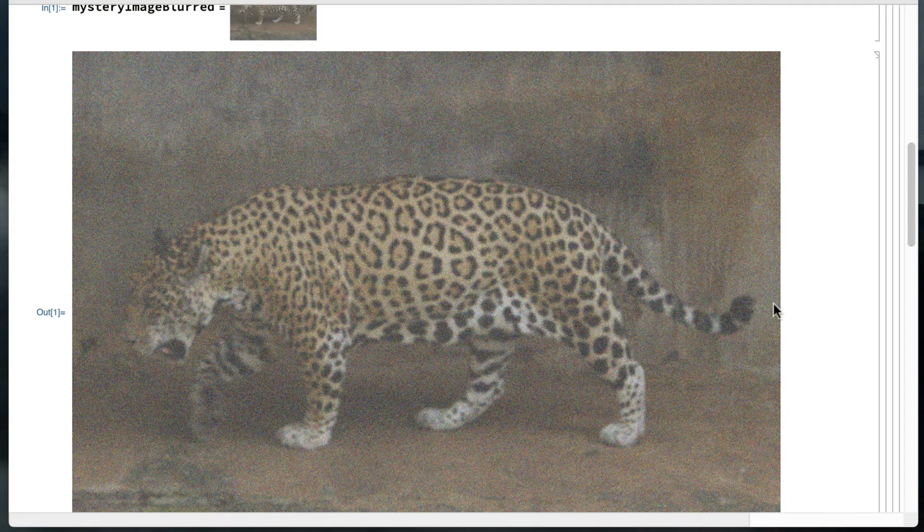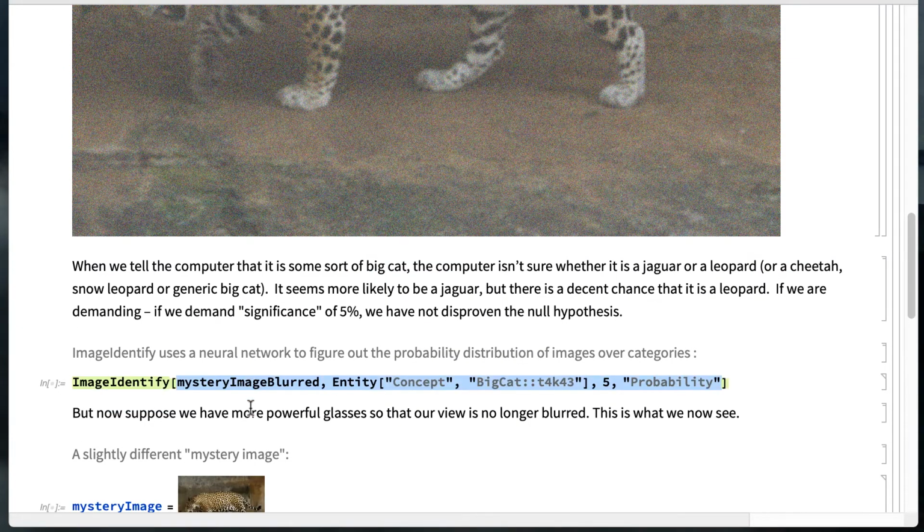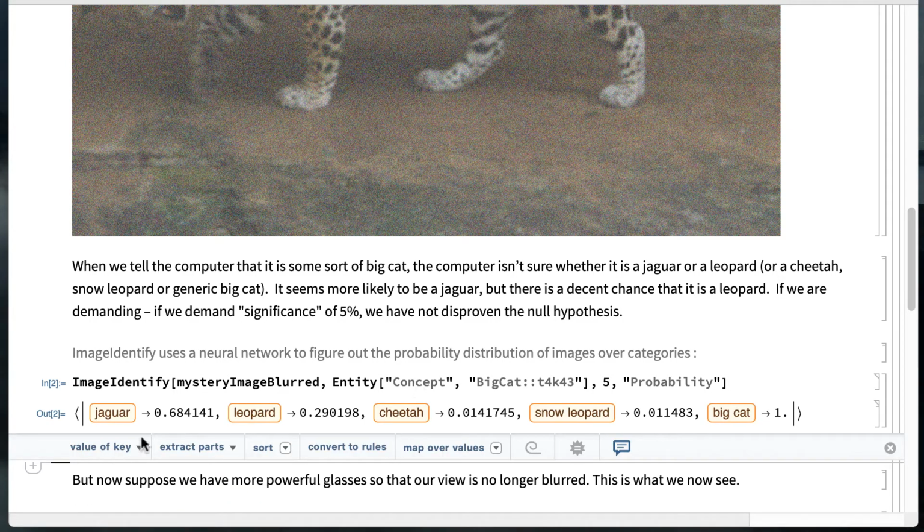But anyway, let's ask a neural network to take a look at this photo and see what it thinks it is. So we're going to use the Wolfram Language image identifier. I'm going to give it a hint that this is some kind of big cat, and we'll see what it decides. So it's thinking a little bit, and it has decided 68% chance it's a jaguar, 29% chance it's a leopard, and then maybe a cheetah, a snow leopard, and it's certain that it is a big cat.